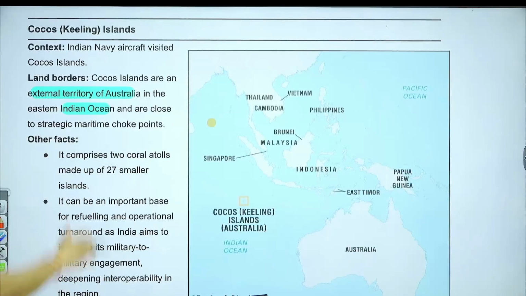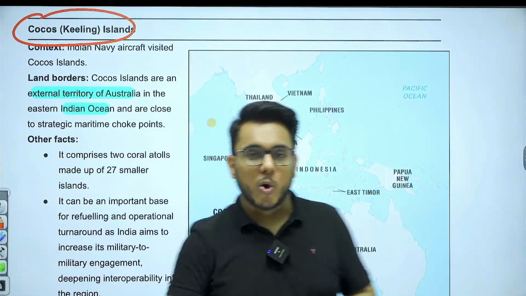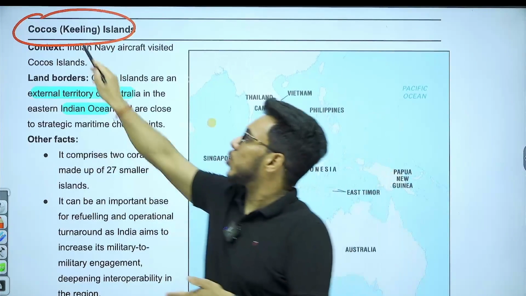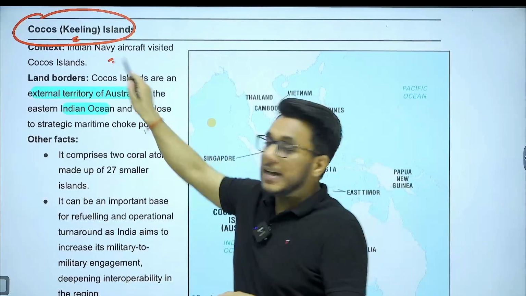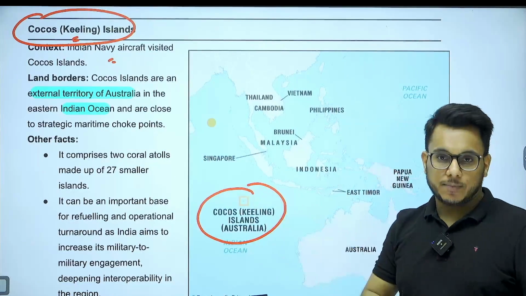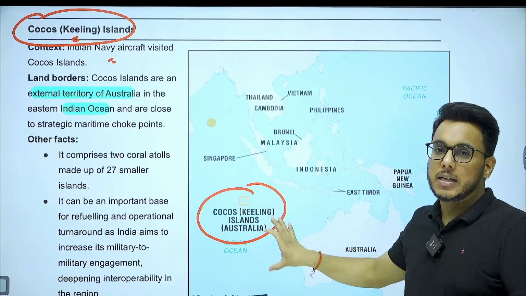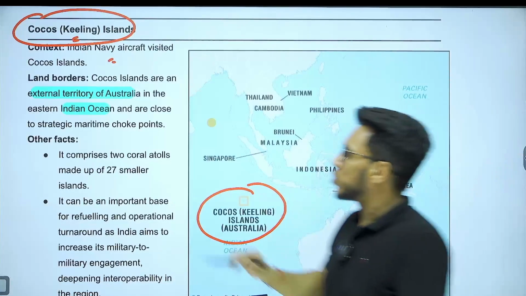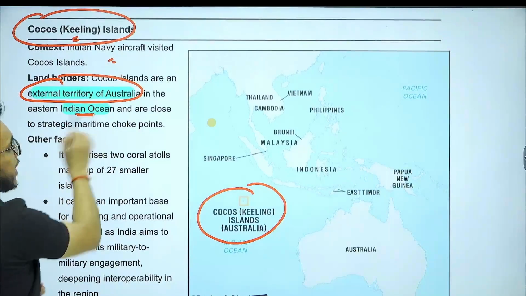Then next, Cocos Islands were also in the news. These Cocos Islands are also called the Keeling Islands. Now, why are they in the news? Because recently, an Indian Navy aircraft has visited these Cocos Islands. Cocos Islands are part of Australia's territory in the Indian Ocean. So, the Cocos Islands are an external territory of Australia in the Indian Ocean.